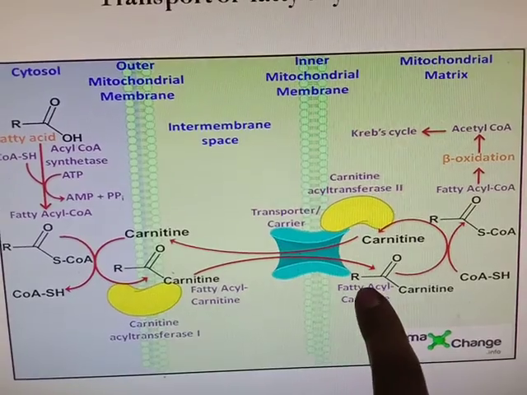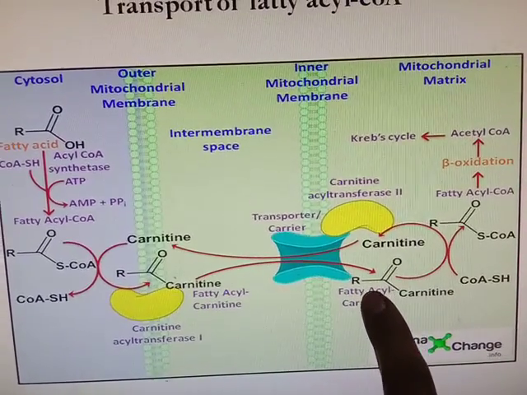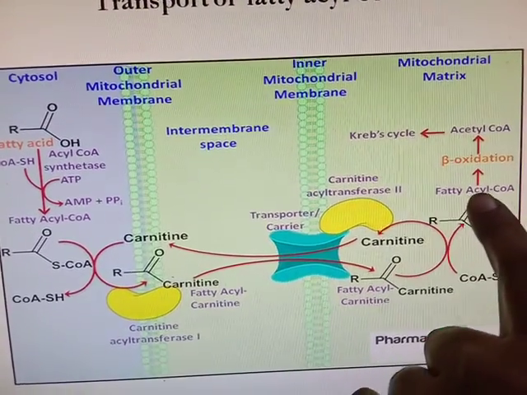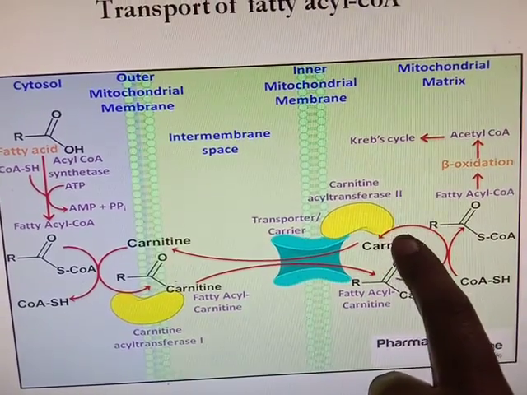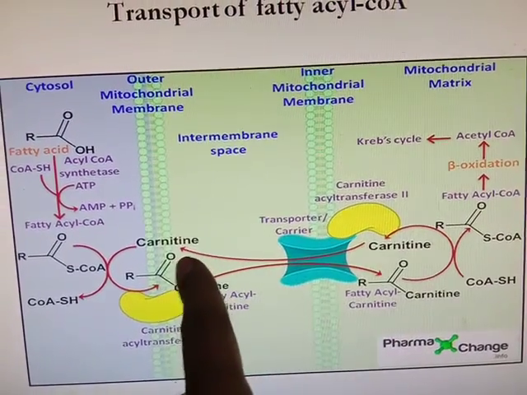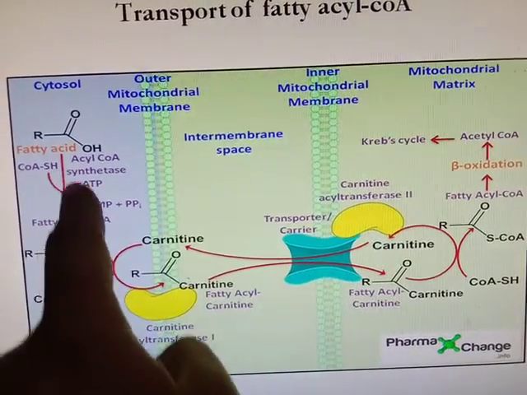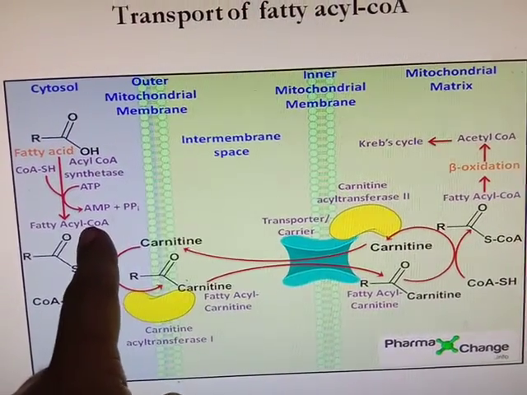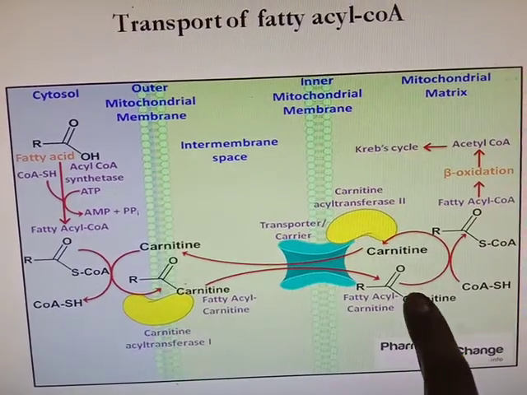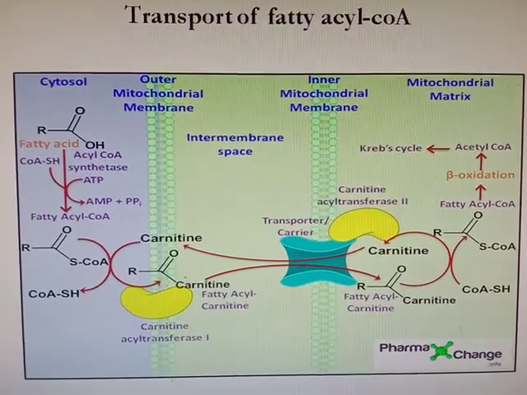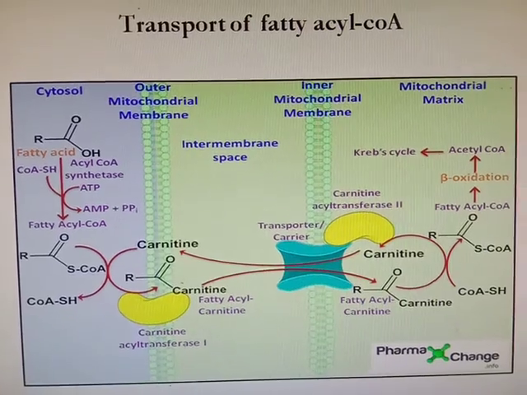Then this fatty acyl carnitine complex again separates into fatty acyl coenzyme A and carnitine. Then this carnitine comes out of the mitochondria into the cytosol. Then that carnitine will again bind with another fatty acyl coenzyme A, and again it will transfer to mitochondria for beta oxidation of fatty acid.